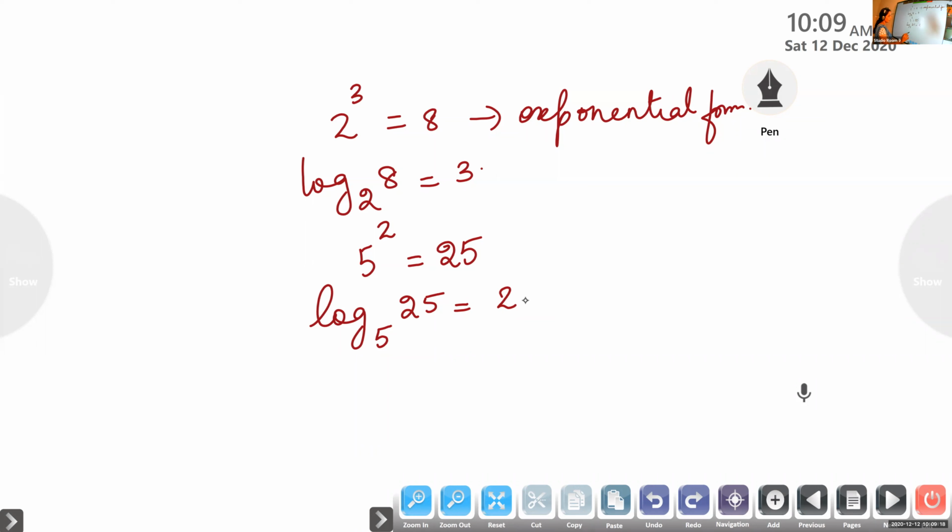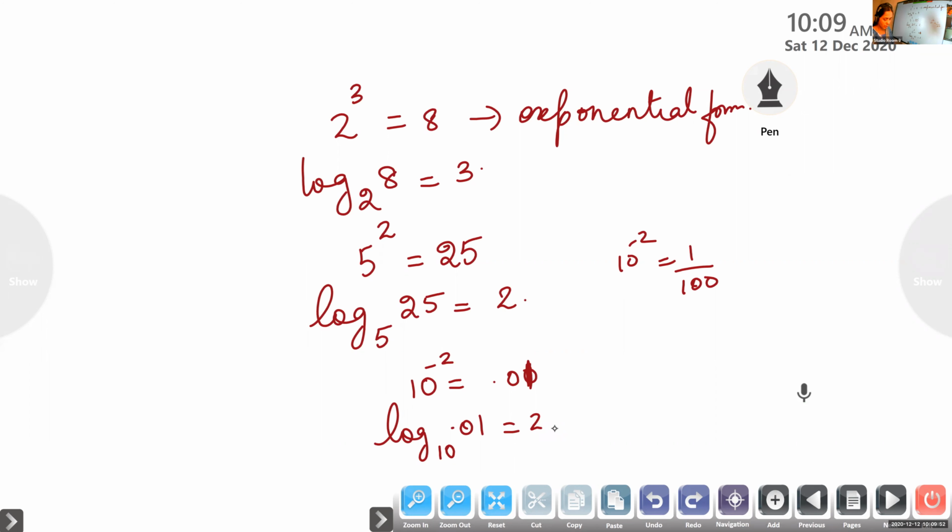Okay, what is 10 raised to minus 2? 10 raised to minus 2 means it is 1 by 100, isn't it? What is 1 by 100? 0.01. So how will you write this in logarithmic form? Log of 0.01 to the base 10 is minus 2.